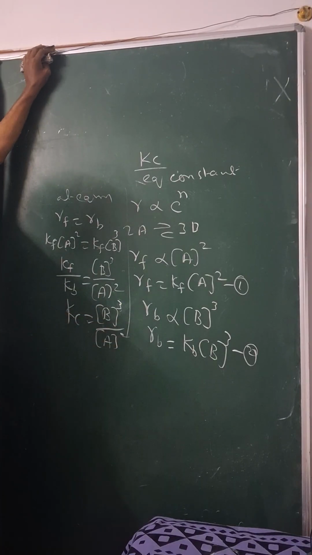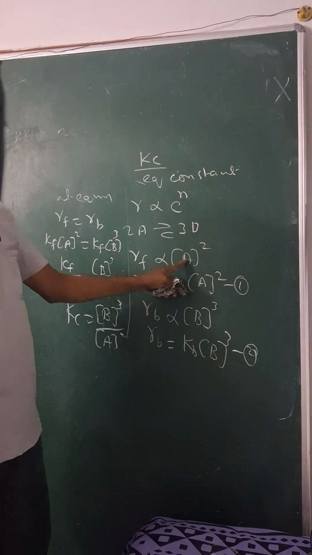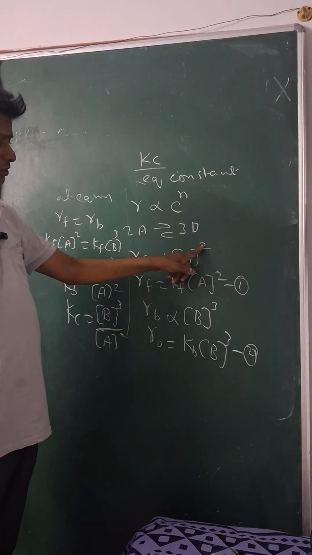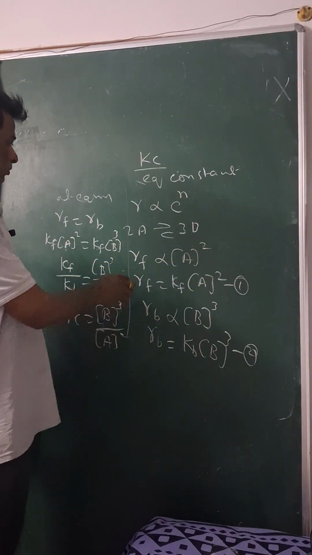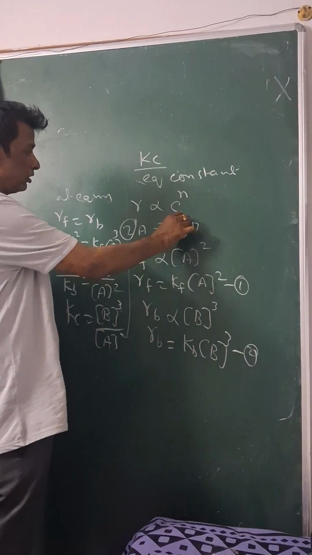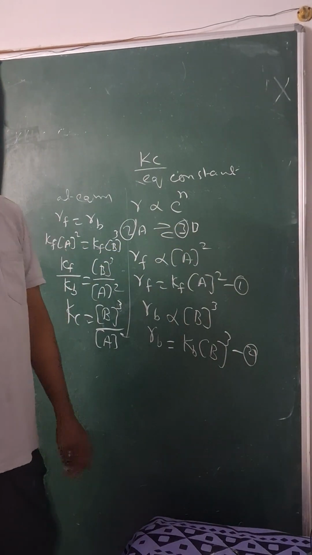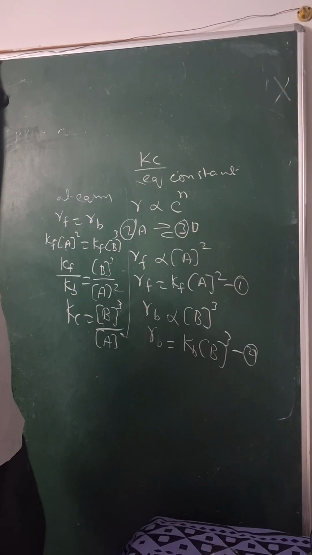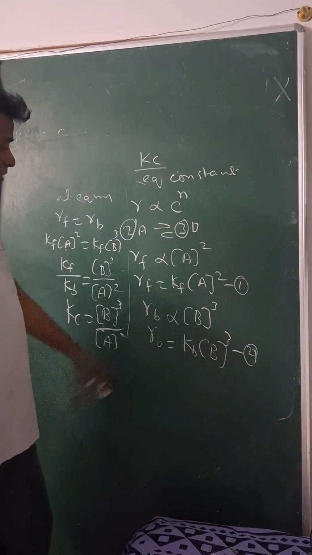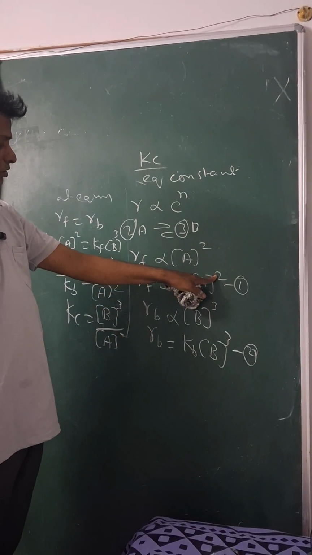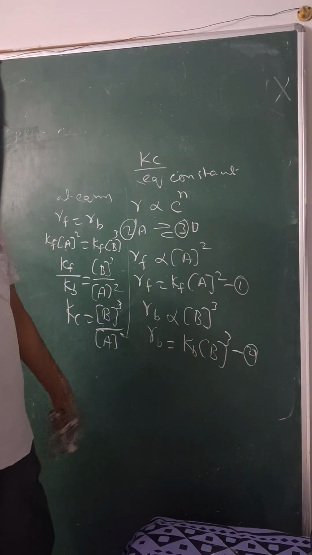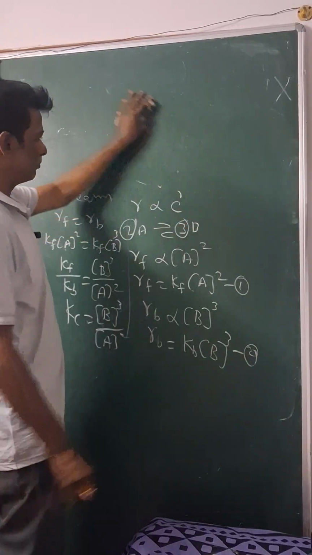Right. Just simply applying the law of mass action, rate directly proportional to molar concentration. The moles are raised to powers. Moles means stoichiometric coefficients. What is stoichiometric coefficient? 2, 3. 2 and 3 are stoichiometric coefficients. The number of moles in balanced equation are known as stoichiometric coefficients. The stoichiometric coefficients are raised to powers. Okay, simply products by reactants. The equilibrium constant.